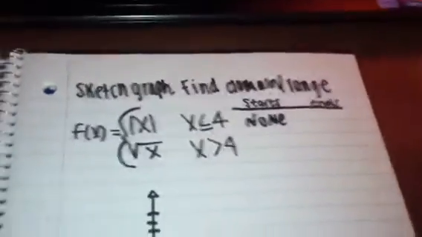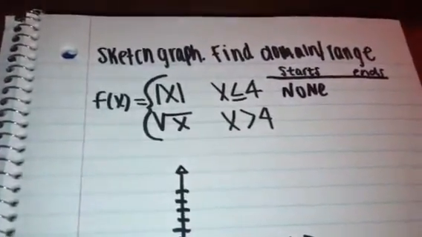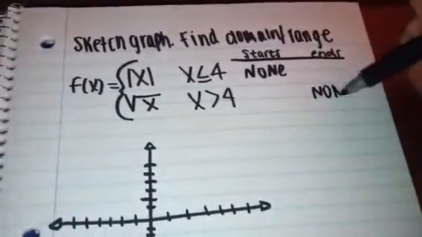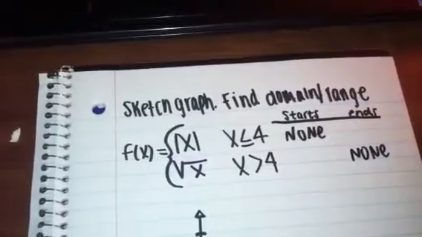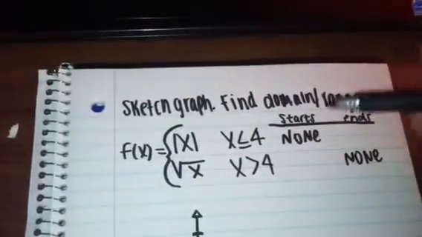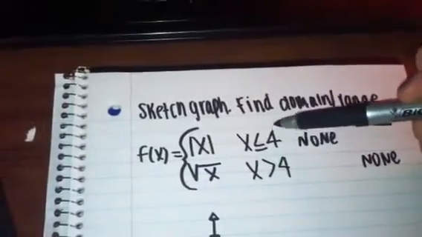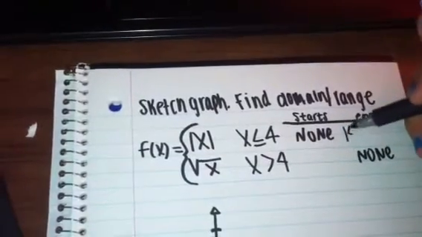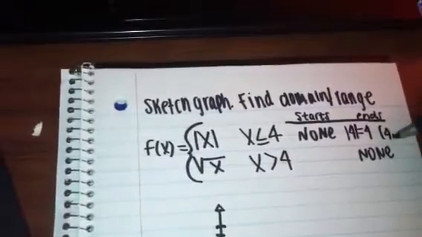And that means, so for the second part where it says the square root of x, where x is greater than 4, that means it doesn't have an end because it's any number greater than 4. But the first equation does have an end, and that's going to be whatever... You have to put the 4, because that's where it ends, into the equation. So it's going to be the absolute value of 4 equals 4. So it ends at (4, 4).